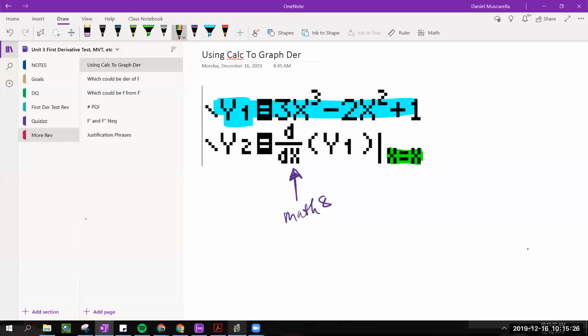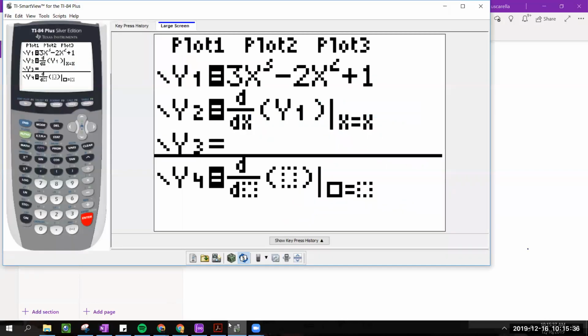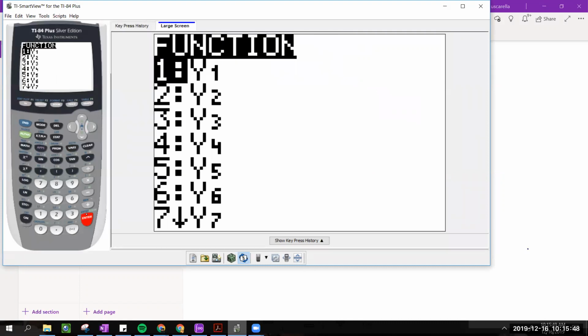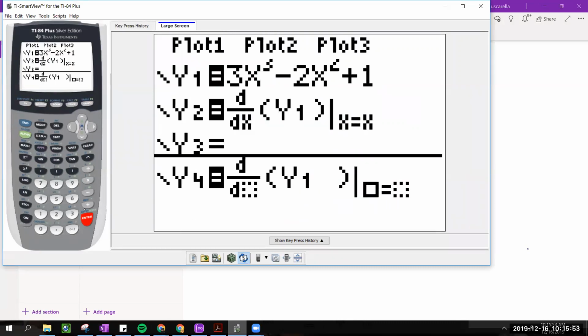And then this guy right here, you get to by going into your, on your calculator, you just hit your vars menu, and then arrow over to Y-vars. The first thing is function, and usually we put it in y1, so you just hit enter. That would take the derivative of whatever function you've got in y1. But the key is when you go over here at the end, make sure you put x for your variable.